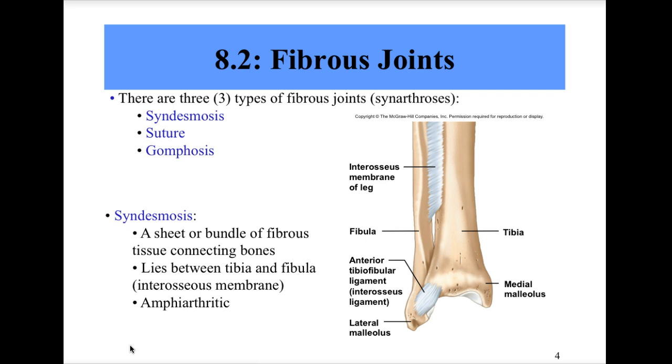An example of this is the connective tissue or interosseous membrane that lies between the tibia and the fibula. This would make it an amphiarthrotic joint. An amphiarthrotic joint means it would be slightly movable. In a syndesmosis, the core of the fibrous tissue is that ligament. Another example would be the distal tibiofibular joint. So the tibiofibular joint, and you can see that right here: the distal tibiofibular ligament, interosseous ligament.